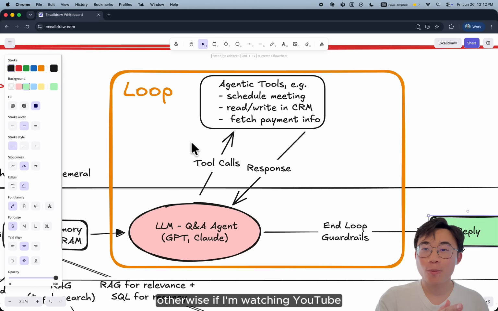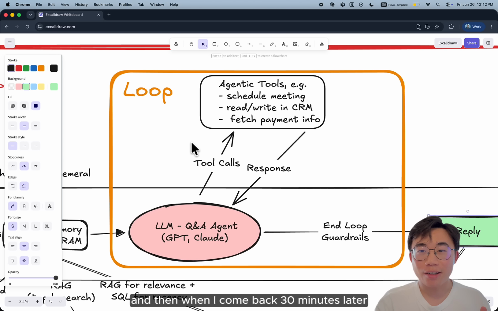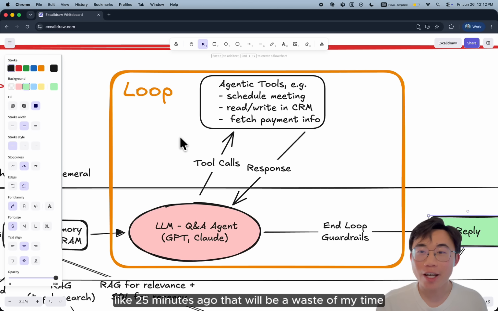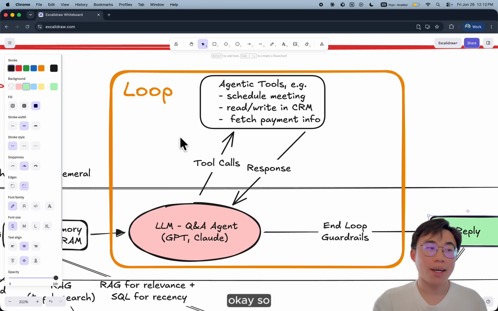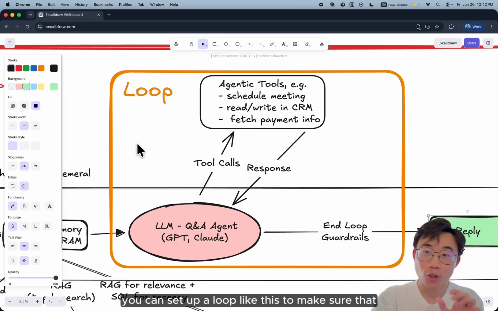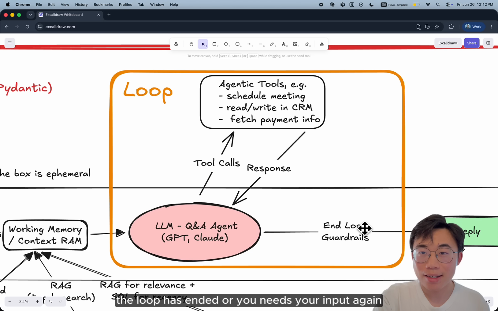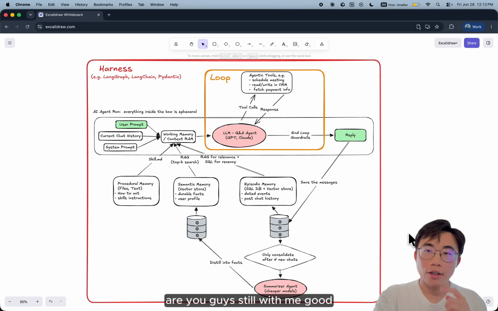Otherwise, if I'm watching YouTube and then when I come back 30 minutes later, I realize that Claude Code has been stuck on that one permission for 25 minutes, that would be a waste of my time, okay? So you can set up a loop like this to make sure there's a way to send you notification pop-ups so that you know the loop has ended or it needs your input again. Are you guys still with me?